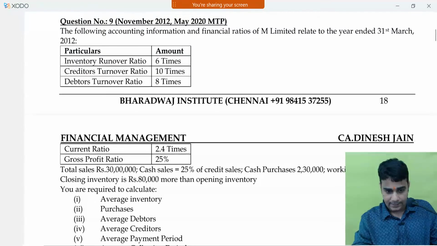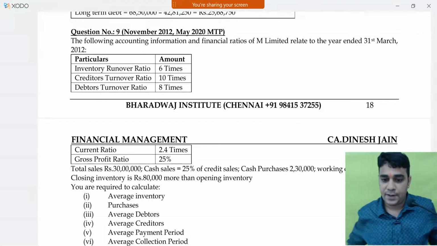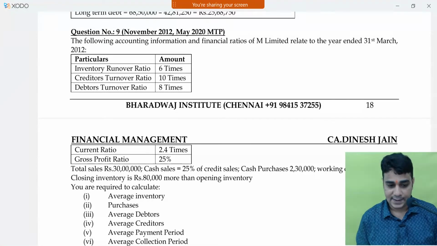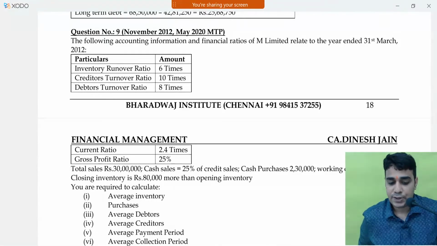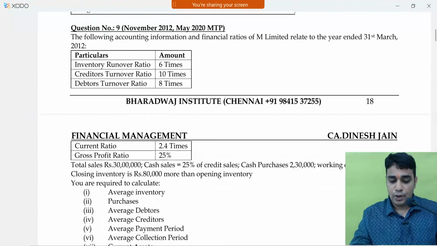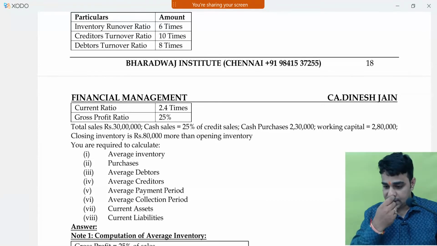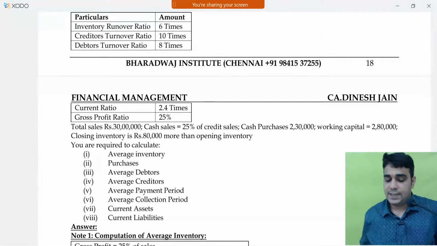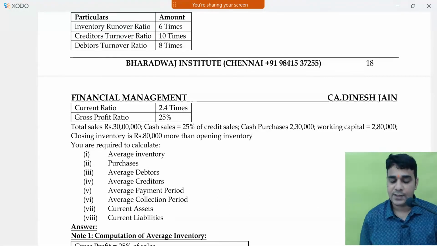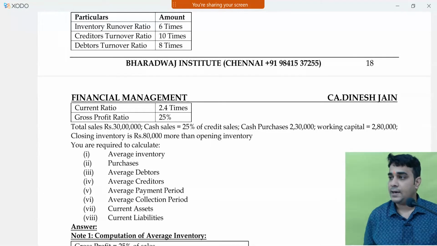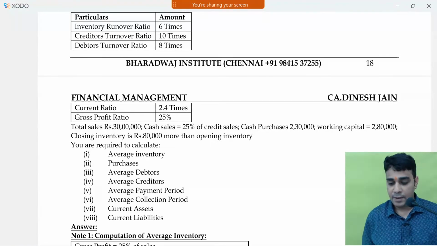Let's come to this question. Question 9. The following accounting information and financial ratios of M Limited are as under: inventory turnover ratio, creditors turnover ratio, debtors turnover ratio, current ratio, GP ratio, total sales, cash purchases, working capital. Closing inventory is 80,000 more than opening inventory. We are required to calculate average inventory, purchases, average debtors, average creditors, average payment period, average collection period, current assets, current liabilities. I'll give you maybe 3-4 minutes. I want you to try it and then I'll discuss.